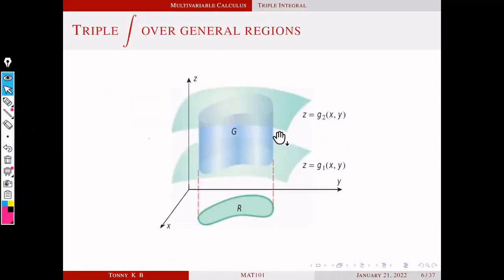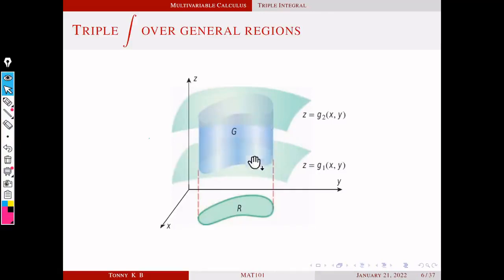Next we are going to integrate over a more general region. That means a solid like this. Here the solid is bounded below by a surface, that is z equals g1 of x, y, and bounded above by another surface, that is z equals g2 of x, y, and laterally by some other region. Suppose we consider a solid above this region R, bounded below and above by surfaces. So we have a solid like this.